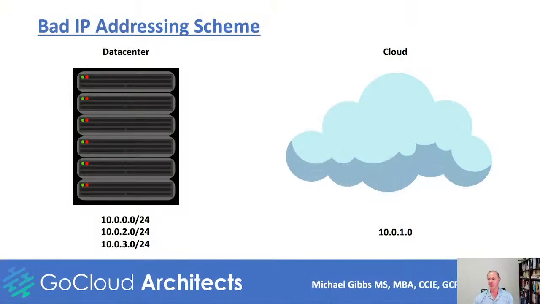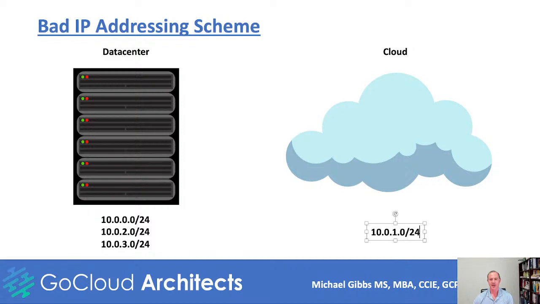So let's now look at really bad IP addressing schemes. Really bad. I'm going to show you why this is bad. Let's say, for example, you use 10.0.0.0/24 in your network, 10.0.2.0/24 in your test network, and 10.0.1.0/24 in the cloud. This is an example of what not to do.